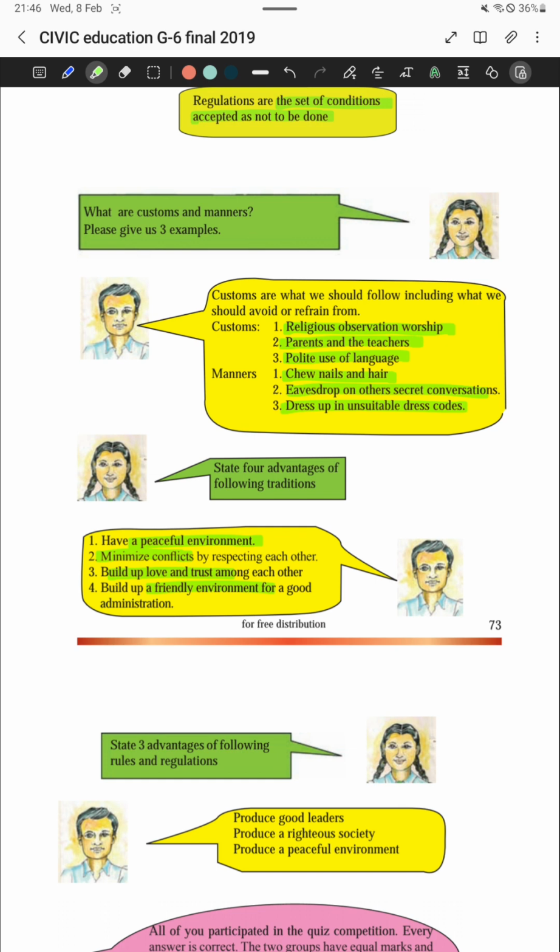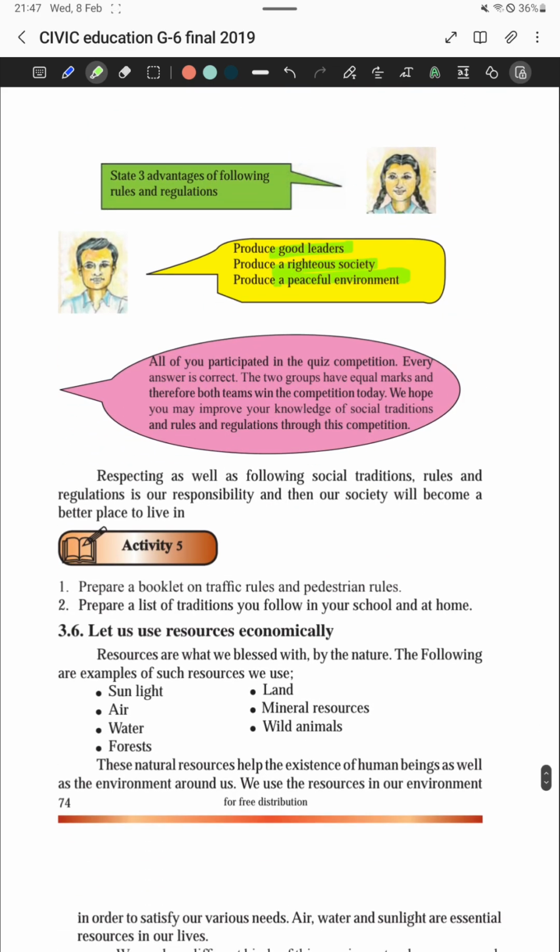And then the other one is state 3 advantages of following rules and regulations, right? So if you follow the rules and regulations, you will be a good leader. You know, the rules mean law, right? You will be a good leader, a righteous person in the society, and you will get a peaceful environment without any conflicts in the society, as you have followed the rules and regulations of the country. So those are the advantages you can get by following the rules and regulations of a country.